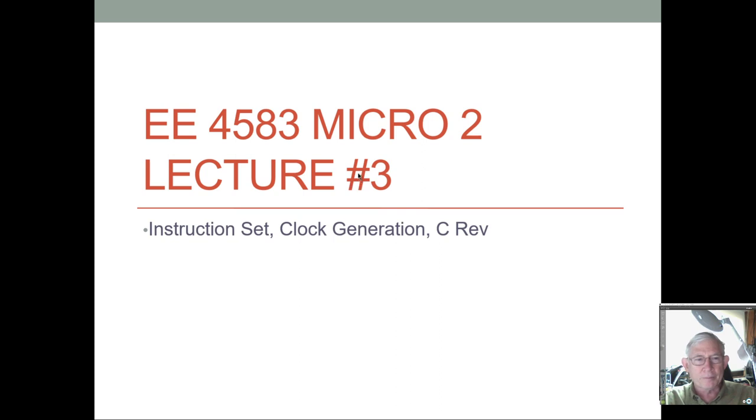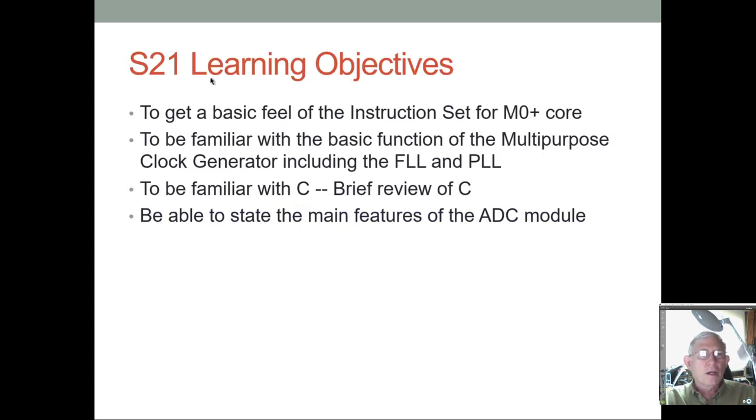Okay, good. All right, so what I want you to learn, I want you to get a basic feel for the instruction set for the M0 Plus core, the assembly language instruction set, obviously, and we'll talk about that. I want you to be familiar with the basic functions of the multipurpose clock generator, including that it has a frequency lock loop and a phase lock loop. We'll talk about that briefly. I probably won't get into that as much as I'd like to. I'd really love to talk about those because those are really important things for you to understand, but we may come back to those later in the course if we have time.